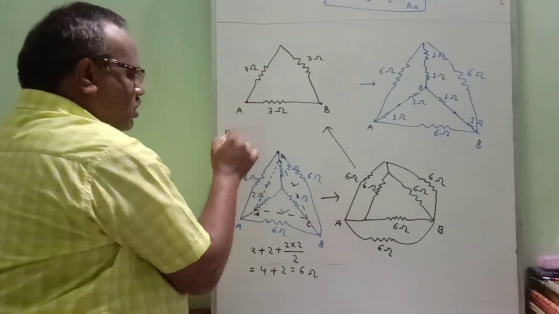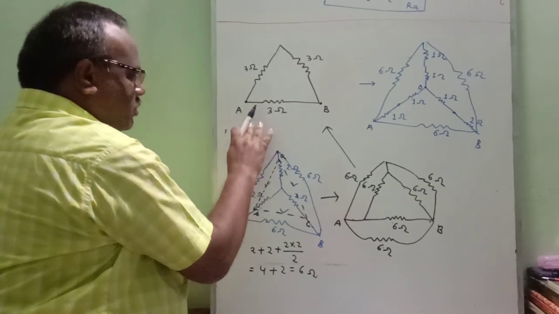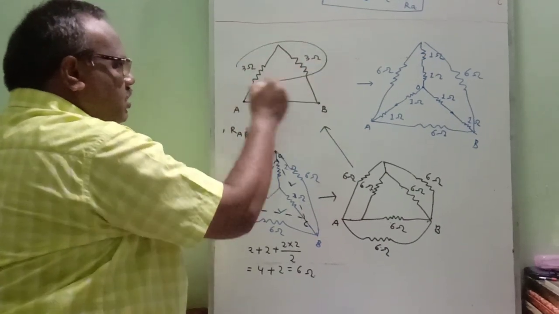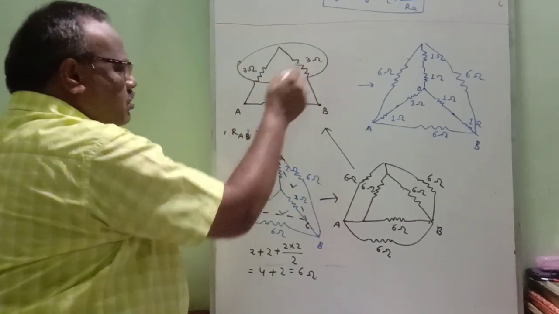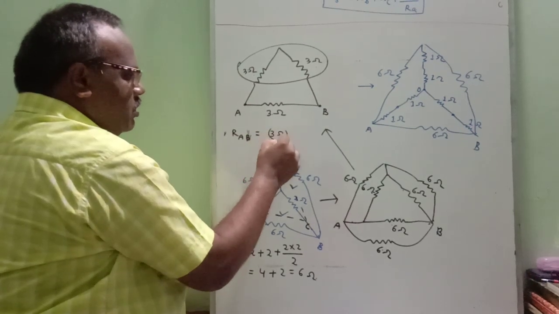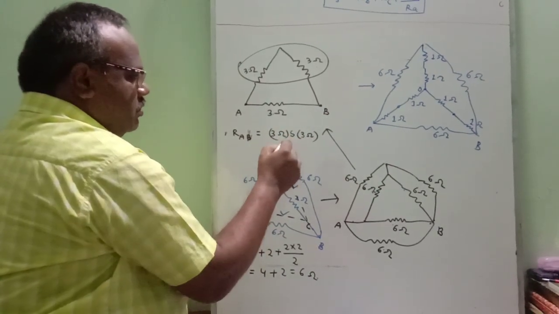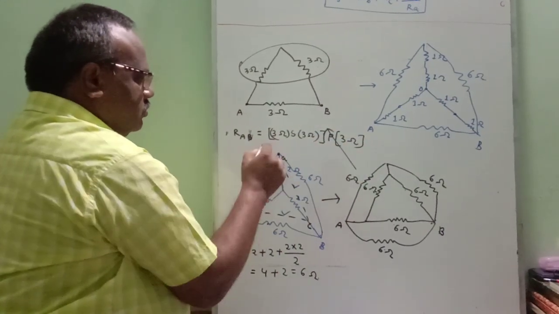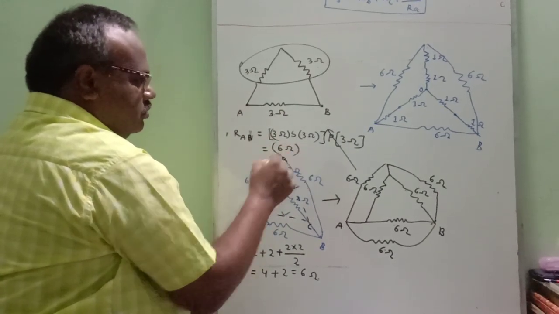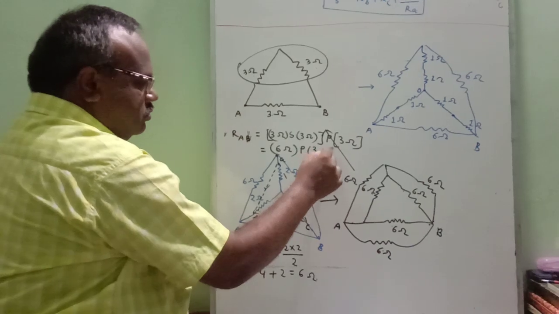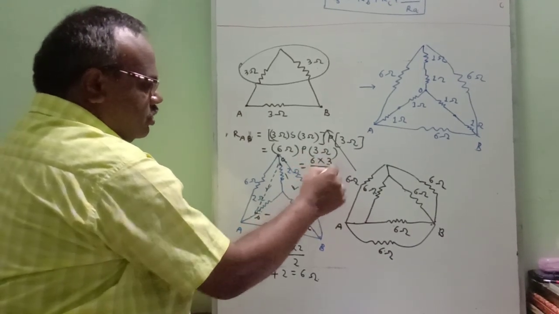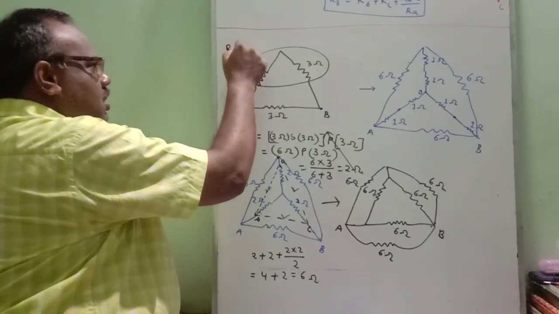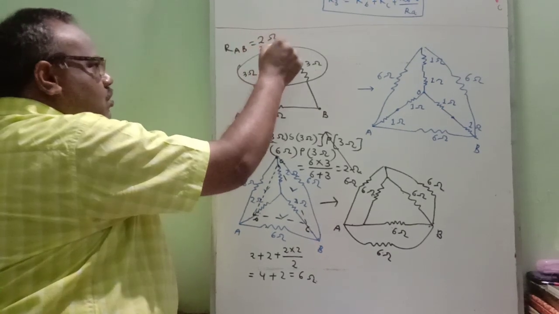Now the resistance between A and B is equal to the series combination of these two, and that series combination is in parallel with this one. That means 3 ohm series with 3 ohm, and this is parallel with 3 ohm. So you are getting 6 ohm parallel with 3 ohm. So you are getting 6 into 3 by 6 plus 3. So it is 2. That means the resistance between A and B will become 2.